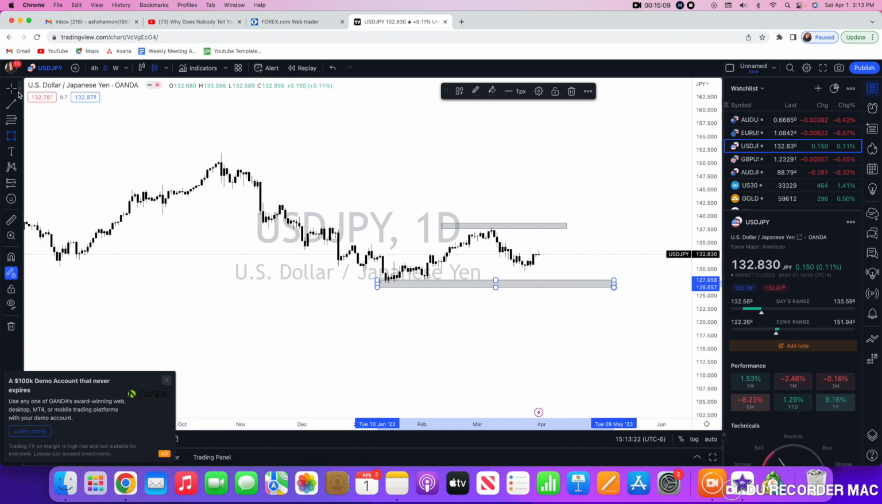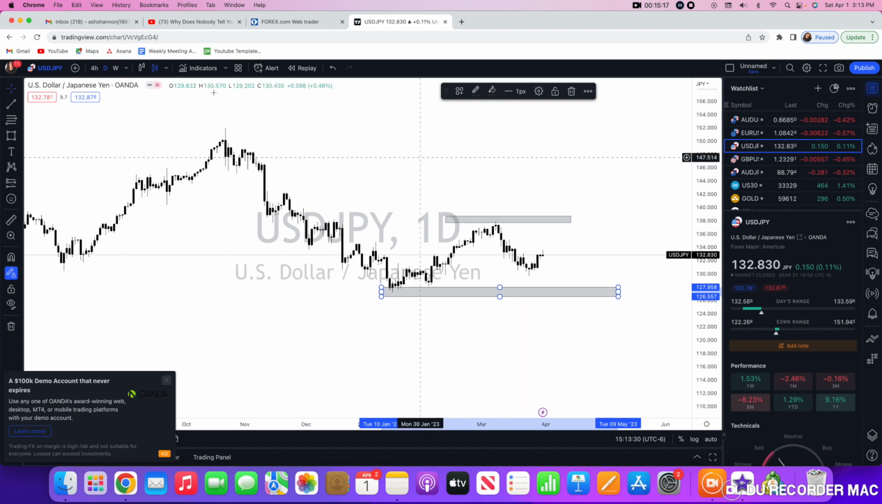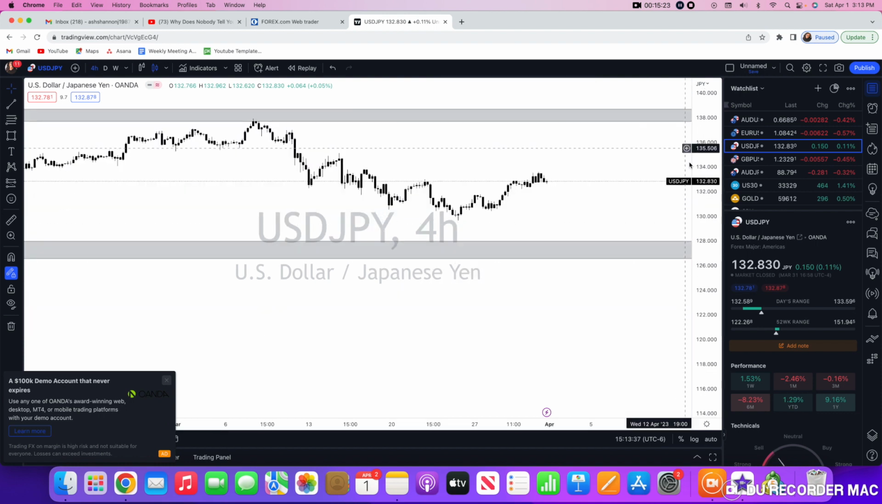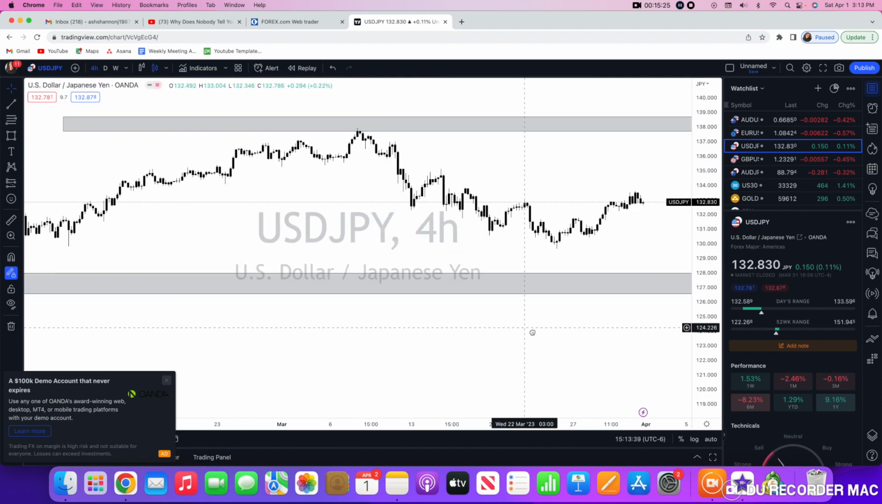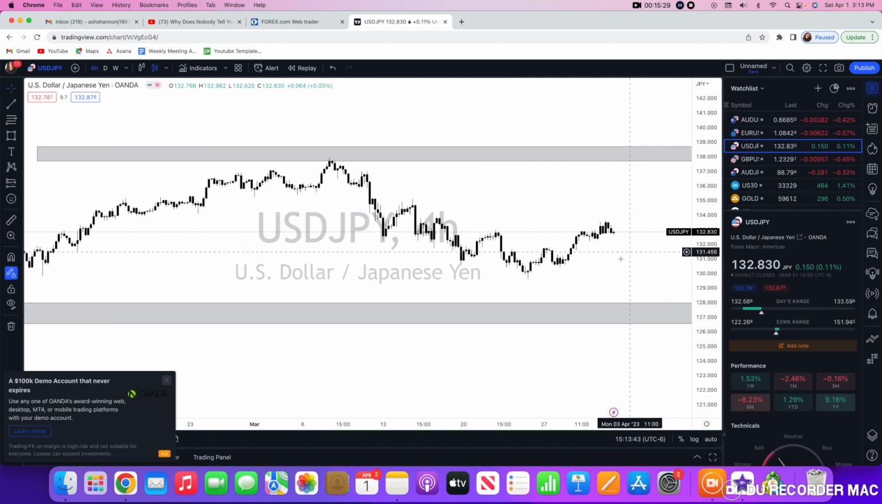Okay, so as of right now, very much consolidation, even on the daily. I feel like it's a confirmation in itself to see that it's doing the same thing on both the weekly and the daily. So let's scoot down to the 4 hour and see what that looks like. Oh shoot, what happened? Okay. So yeah, kind of the same thing.